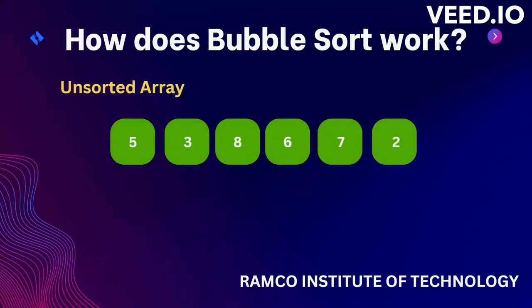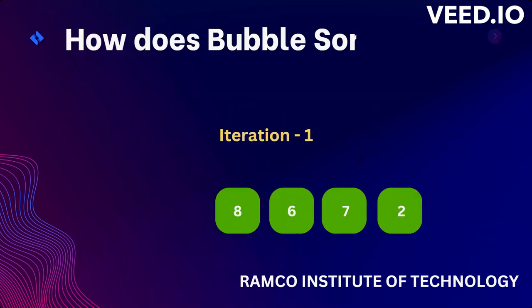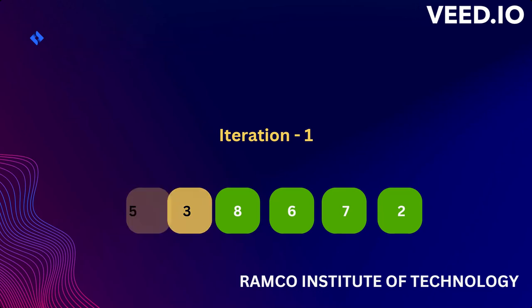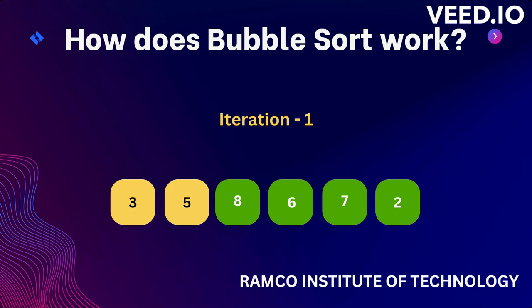To understand the working of the bubble sort algorithm, let us take an unsorted array. The elements of the unsorted array are 5, 3, 8, 6, 7 and 2. Now in iteration 1, we start with the first two elements, that is 5 and 3. Compare both and check which one is greater. Here 5 is greater than 3, so swapping happens, that is 5 is replaced by 3 and 3 is replaced by 5.